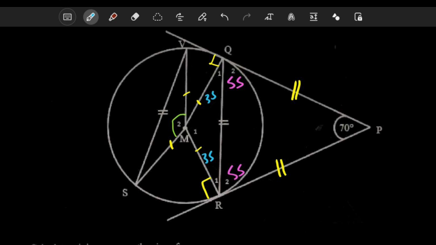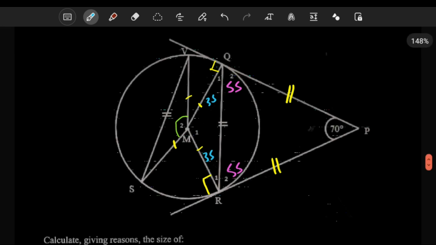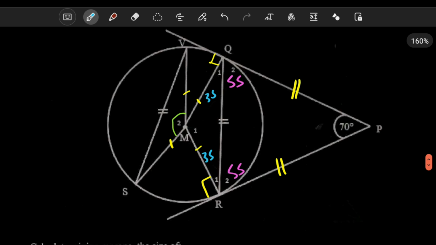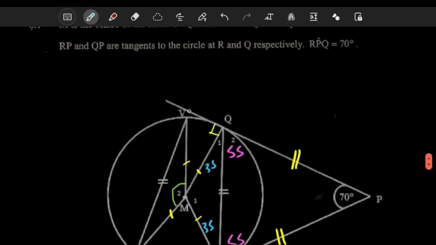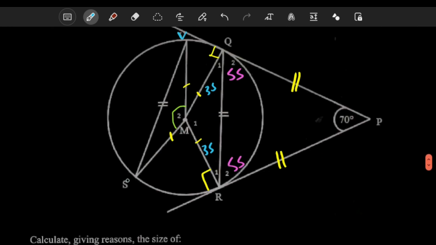Wait, these two triangles here, they are basically similar, because you see, wait, are they similar? No, they are congruent, because this side is equal to this side is equal to that side, and this side is equal to that side. Yeah, these two are congruent. You see, VSM and PRM, they are congruent. So we need to prove that, because all the angles and all the sides are equal to each other. VSM over here.